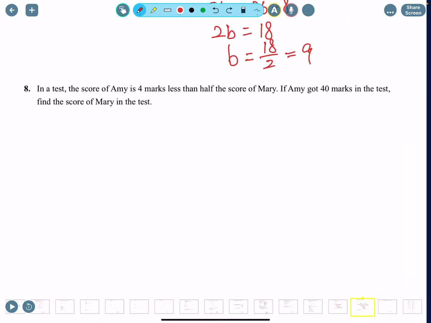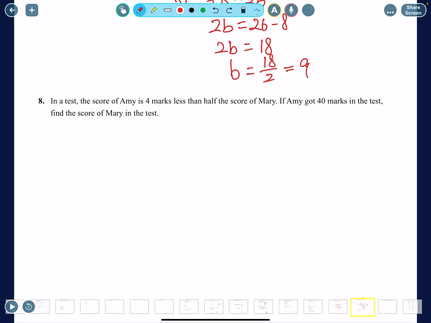I can do one more, maybe. Okay, I'll do this one. So in the test, the score of Amy is 4 marks less than half the score of Mary. If Amy got 40 marks in the test, find the score of Mary. Let M, alright, I forgot to write the statement. So you write the statement here. Let M be the score of Mary.